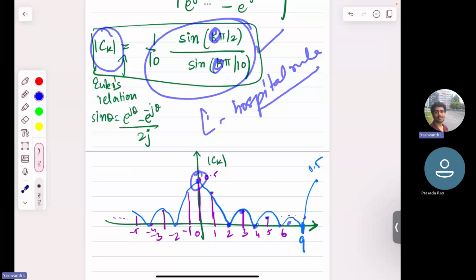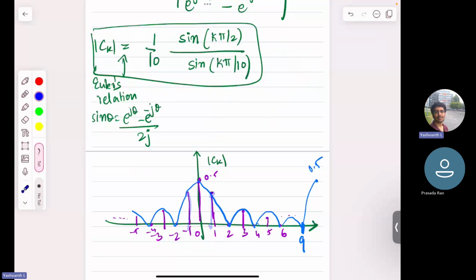And I'm just plotting them as these violet lines. This blue line is just to connect. It's not a line that exists. It's just to show how the points go. It is a dotted line.